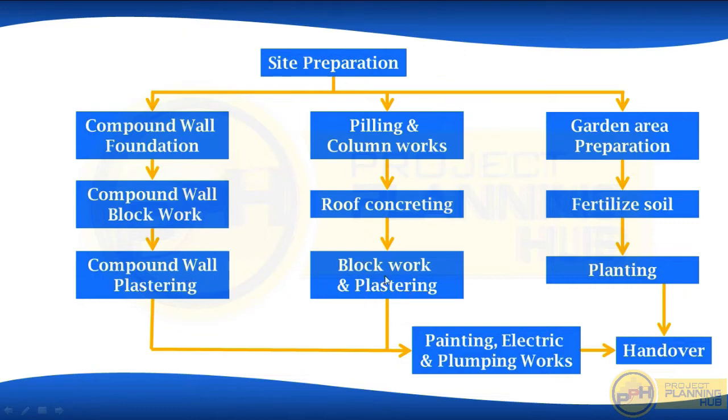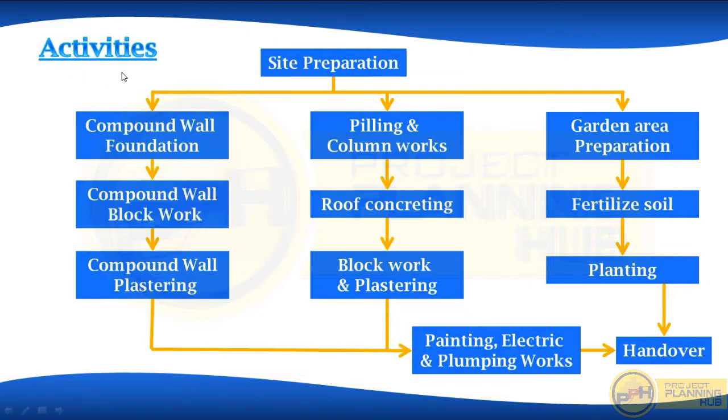Now after finishing this block works and plastering and the compound wall plastering, we can start painting, electric and plumbing works. So these three activities can be started. Okay. Now we will go to this garden works. After finishing garden area preparation, we will start fertilizing soil. After fertilizing soil, planting will be started. After finishing painting, electric and plumbing works and planting works, handover of our one-story house will be there. So these are the activities which we are going to enter in Primavera.